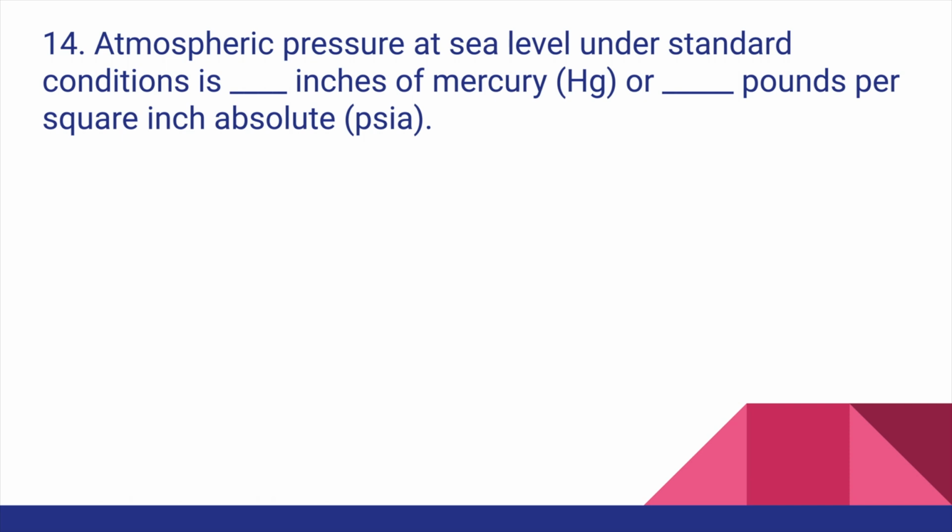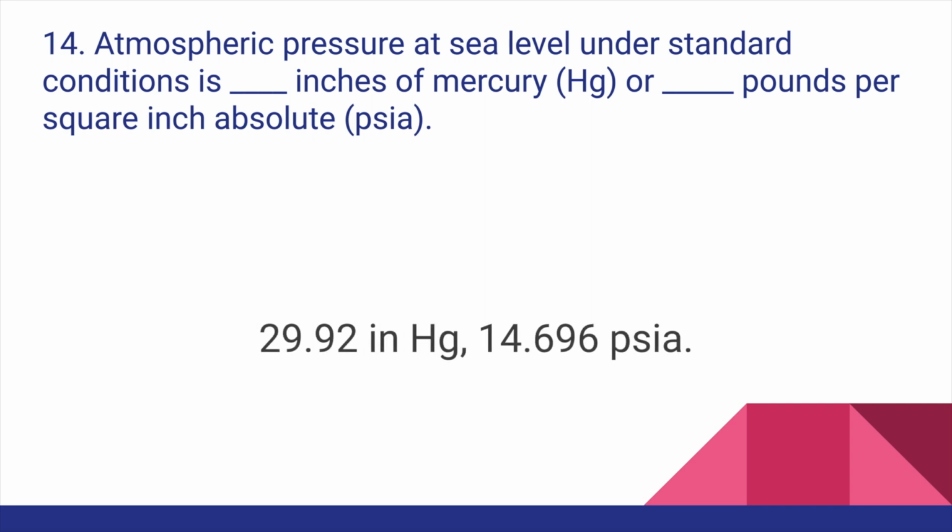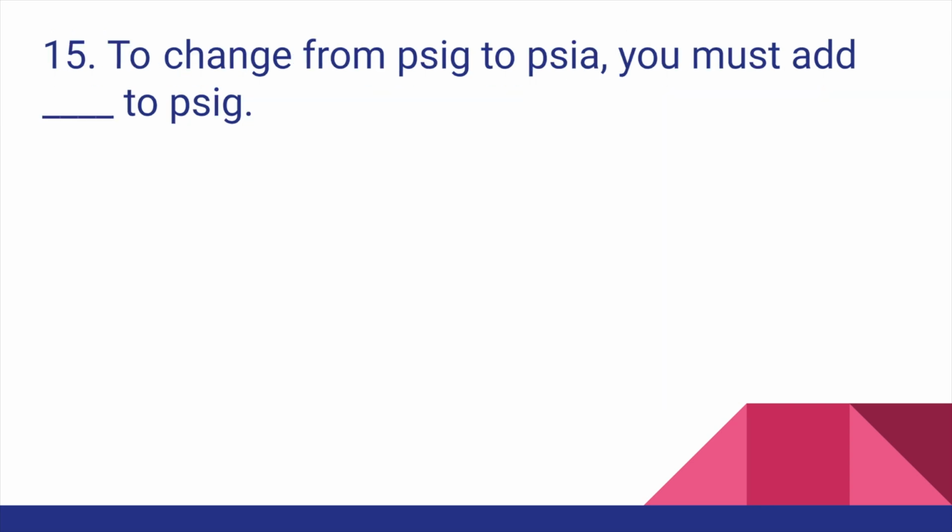Number 14. Pressure at sea level under standard conditions is blank inches of mercury or blank pounds per square inch absolute, PSIA. And what is that? It's 29.92 inches of mercury or 14.696 PSIA. So pressure at sea level under those conditions will be at that level. Number 15, to change from PSIG to PSIA, you must add what to PSIG?